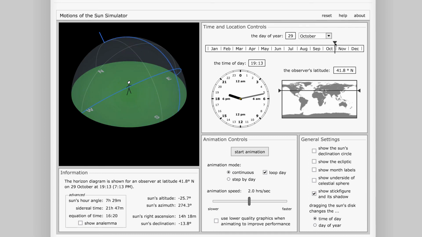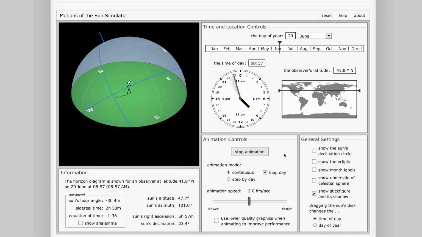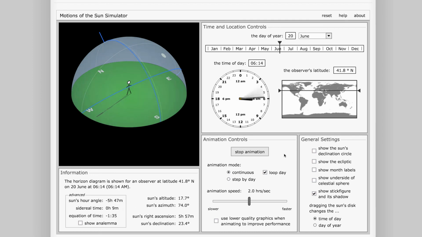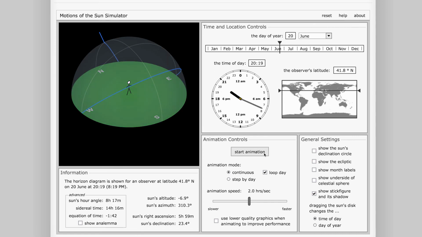Let's go ahead and move this to June. Let's move it to June 21st. This represents the summer solstice. And the sun's going to set. Let's go ahead and see if we can count how long the sun is up for. 1, 2, 3, 4, 5, 6, 7, 8, 9. Let's try that one more time. Let's wait for it to rise. 1, 2, 3, 4, 5, 6, 7, 8, 9. Wow, the sun was up nearly double the amount of time than it was during the winter, and that's just right there in June.